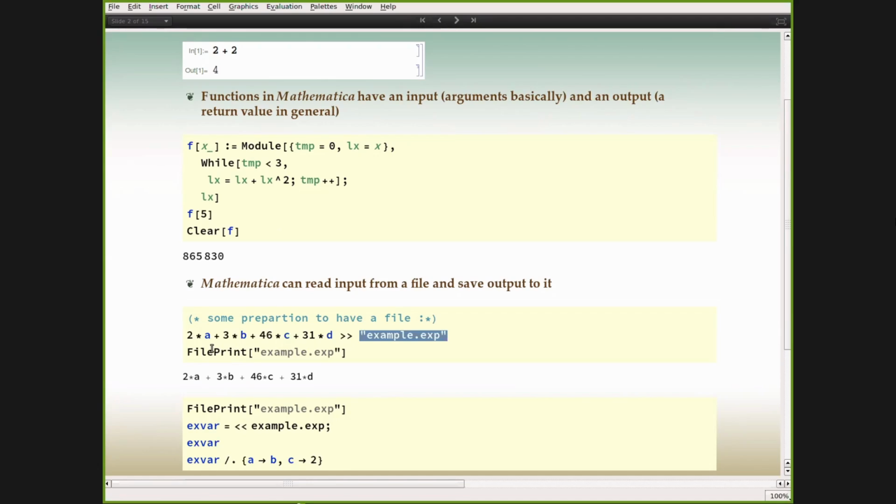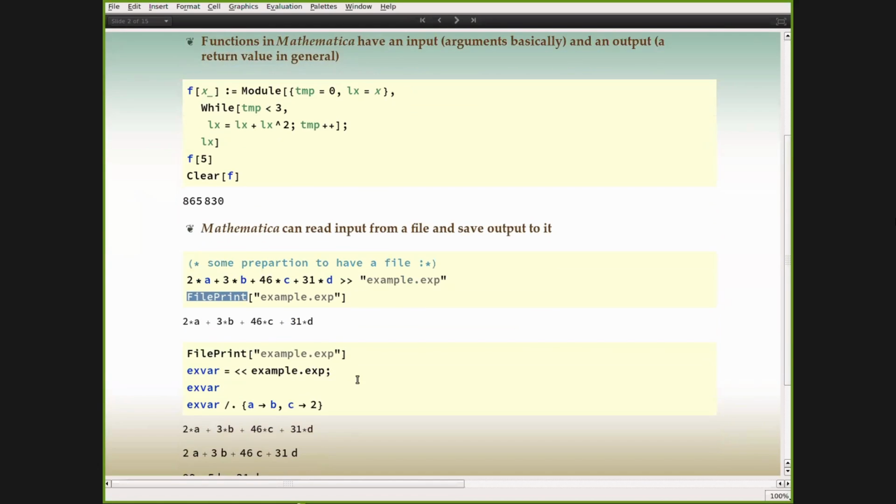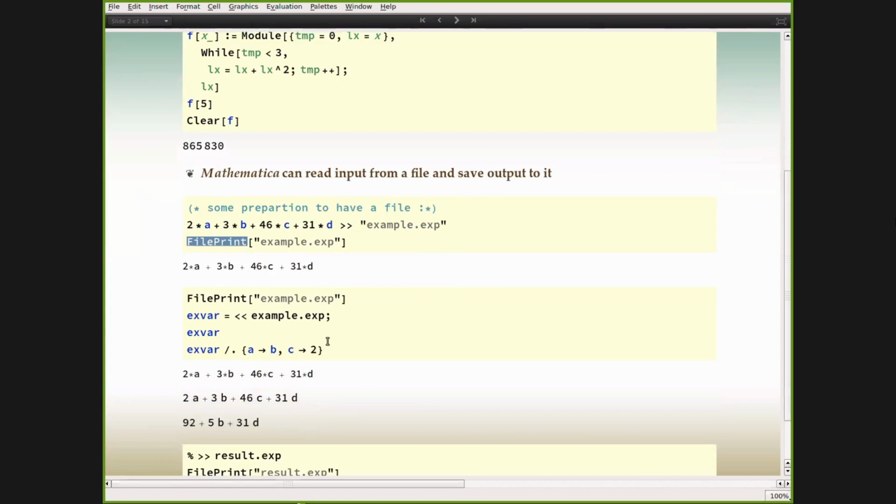So here is the example. I have said it. There is a function file print. There are actually plenty of different functions which allow you to operate on files and directories on your file system. And you see that this formula was put to this file. It is contained by this file.